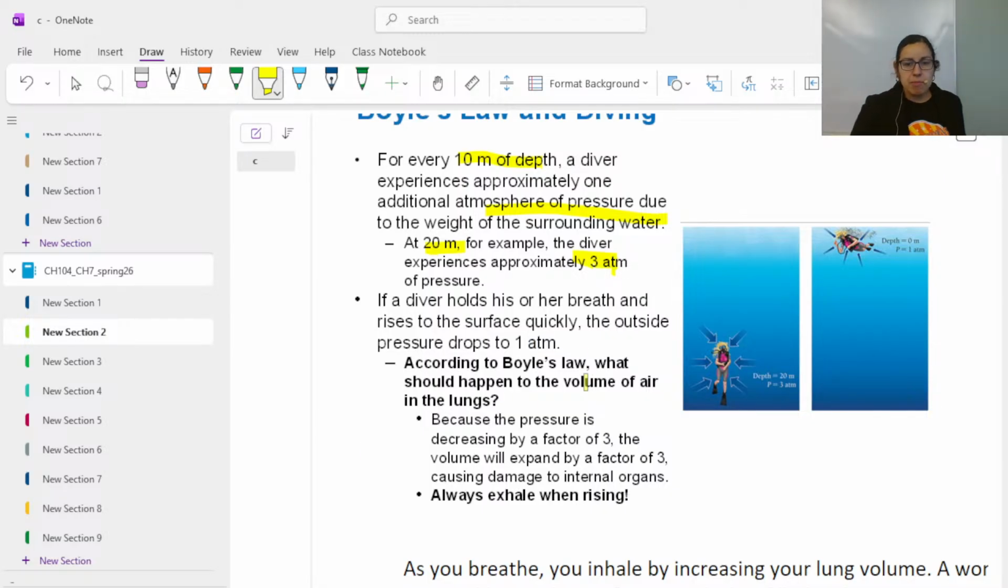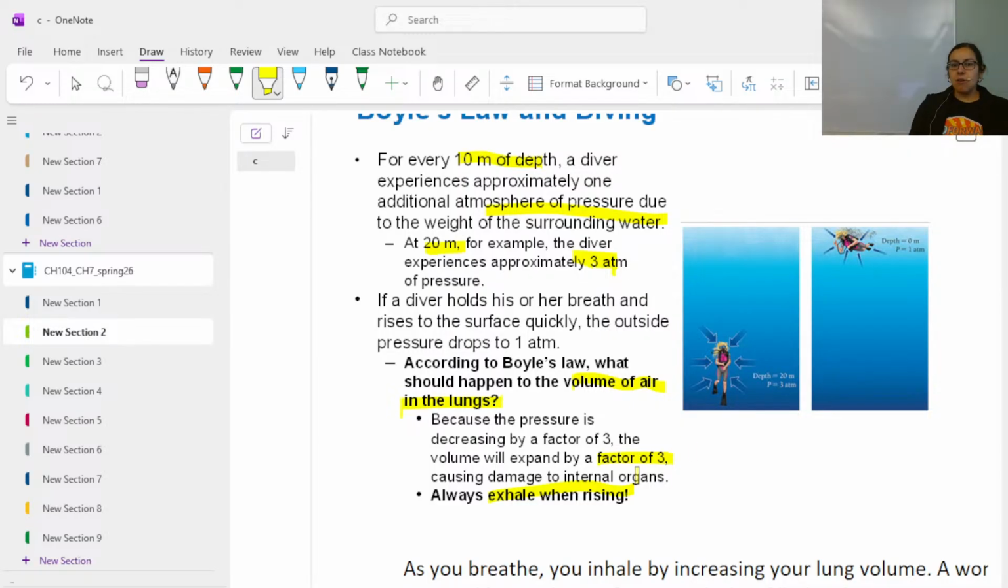So what would happen to your volume of air in your lungs? This is assuming that you're not breathing out, which goes into why they tell you all these things when you're a diver. If you didn't exhale, your pressure would decrease by a factor of 3, and your volume would expand by a factor of 3. And that's why they say always exhale while rising. But they fail to talk about all the other things that happen, and so really the other dangers.